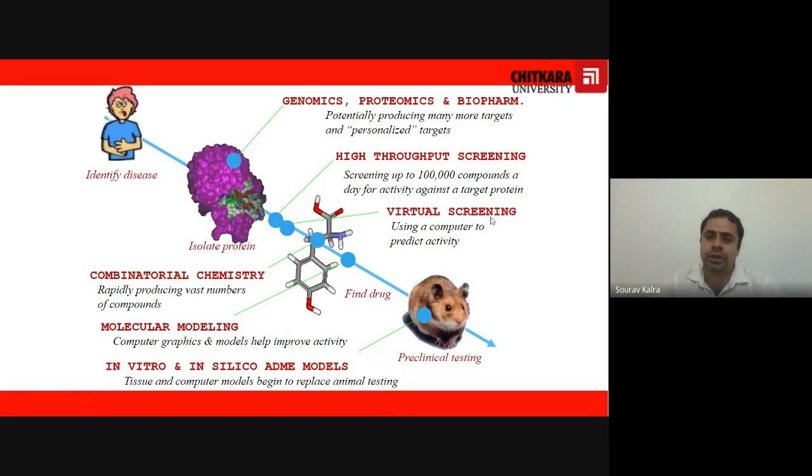This virtual screening is also used for drug repurposing in COVID-19. Many people are working on drug repurposing, and that is done by these virtual screening methods. Nowadays, in silico models or ADME models are replacing preclinical testing. We can make ADME models for preclinical testing from the mouse, and cut down the use of mice or rats in preclinical testing.